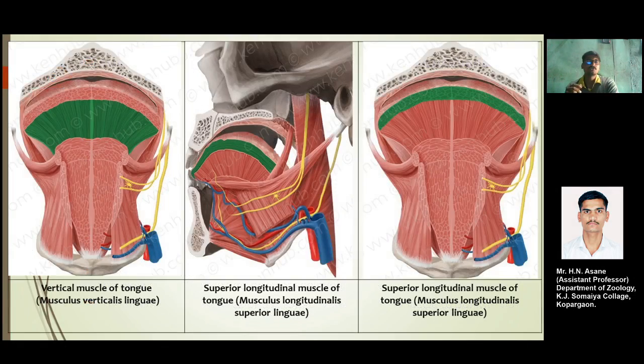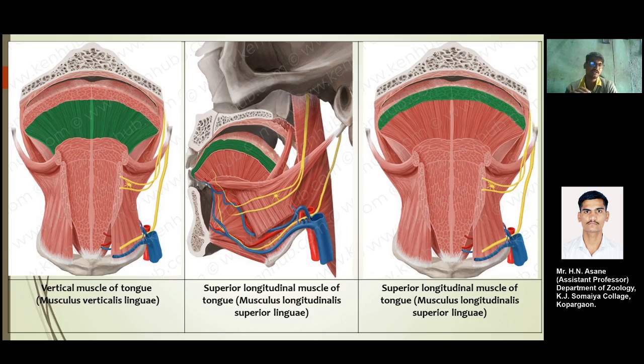As you can see in these pictures, these are the vertical muscles of the tongue. The vertical muscles of the tongue are also known as the musculus verticalis linguae, and they grab the organ and pull it backwards toward the root. As you can see in the first picture from your left, these are the vertical muscles of the tongue, as I highlighted them in green.